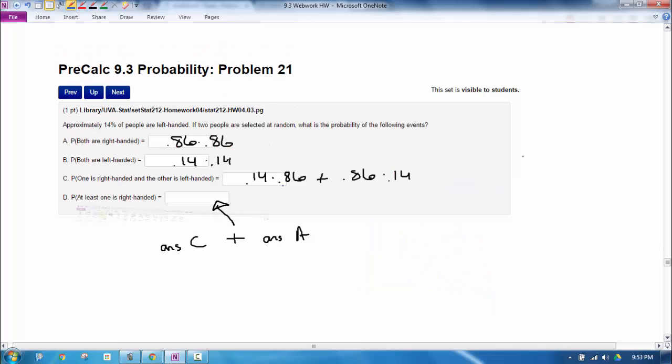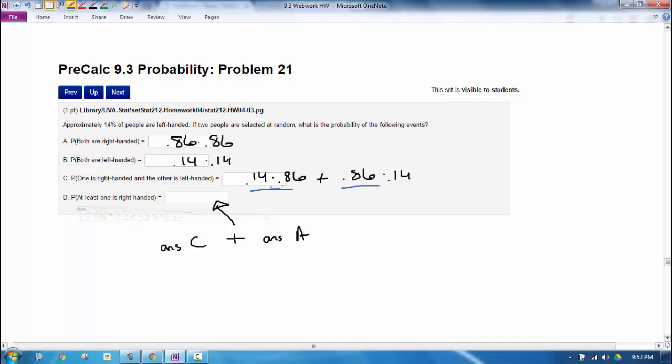Okay, I'm trying to save time in the video, so I'm going to speed this up. But probability both are right-handed, be 0.86 times 0.86. Both are left-handed, be 0.14 times 0.14. Right-handed and left-handed, there's 2 ways to do that, so you've got to add both ways. First, you choose a left-handed, then a right-handed, and if you choose a right-handed, then a left-handed. You have to double that, basically.